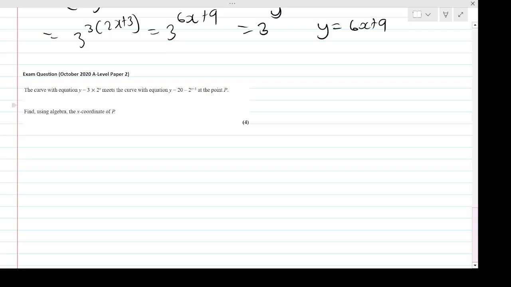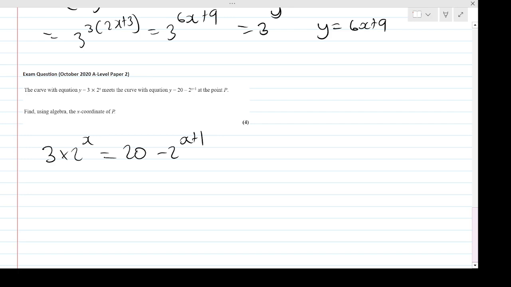So a little bit of waffle, but you should know that if two curves cross, we want to equate them together. So what we essentially want to do is to solve for x, where 3 times 2 to the x is equal to 20 minus 2 to the x plus 1. And we need to find x.